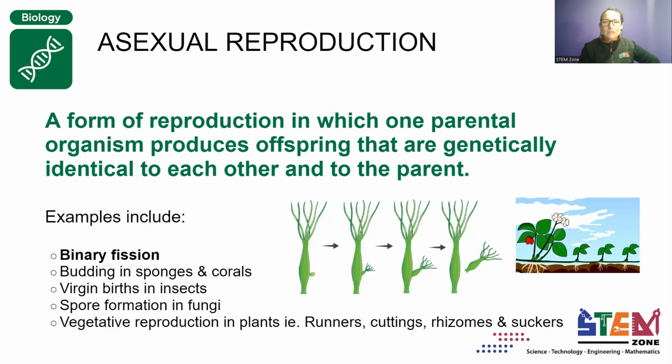You've got the hydra, which is a really famous example that is used in class a lot. It's an aquatic organism that grows a little bud out of the side of its body. As that develops, it reaches a point of maturity where it can survive on its own, and then it'll break free from the parent. You can see that green diagram there of the hydra.